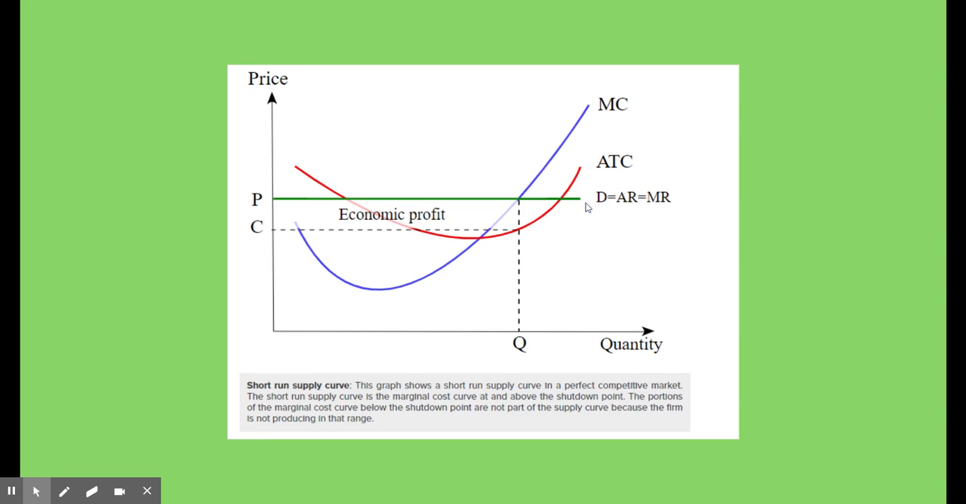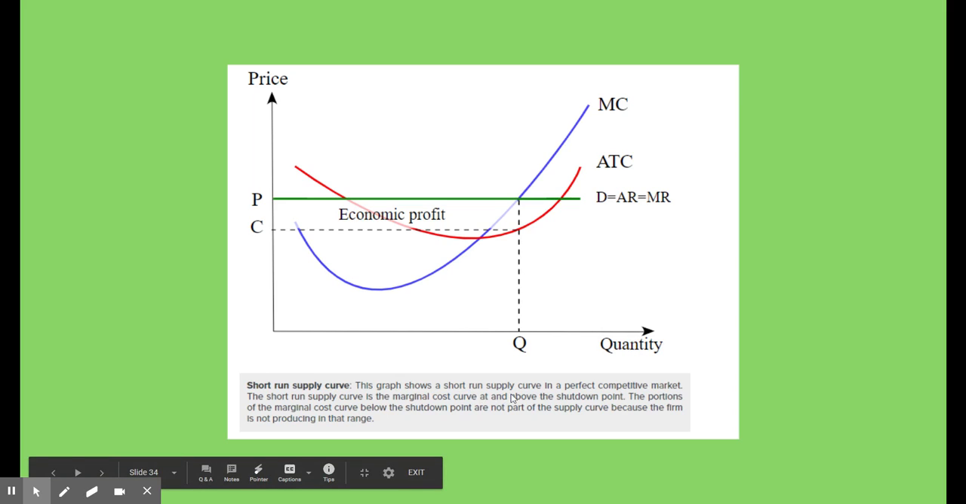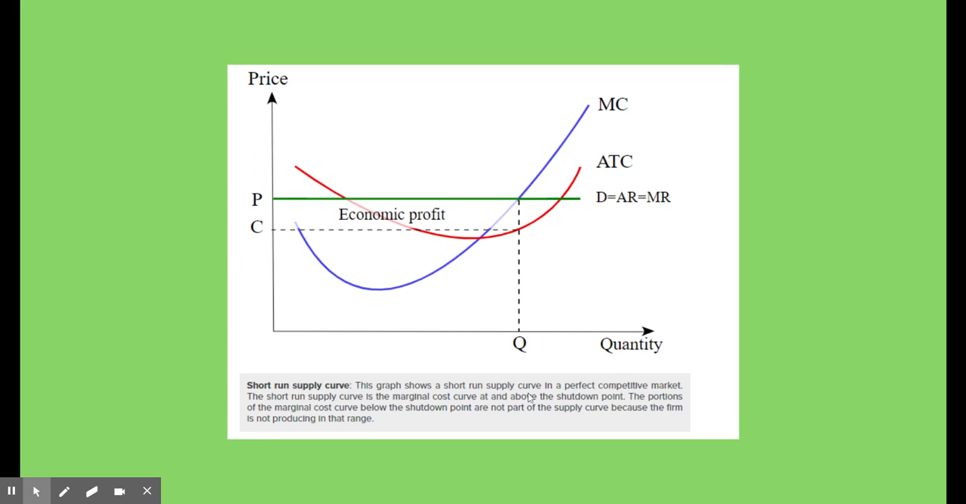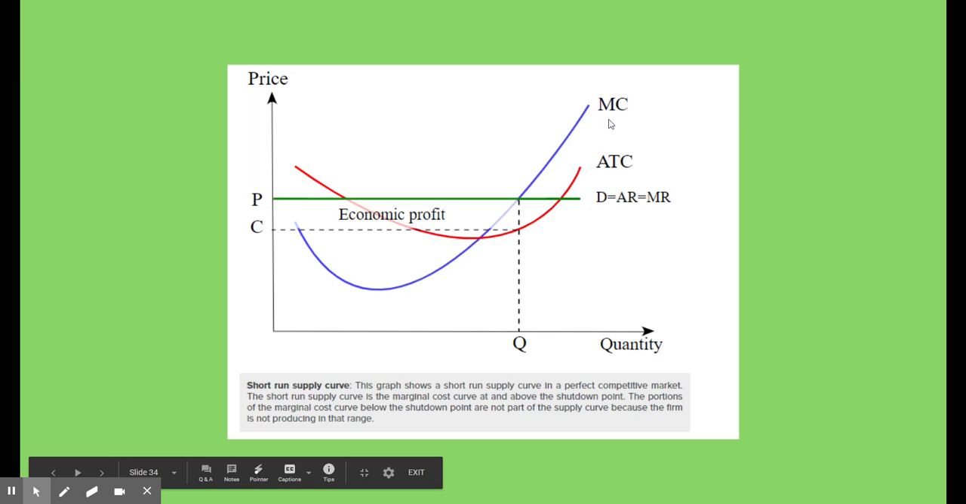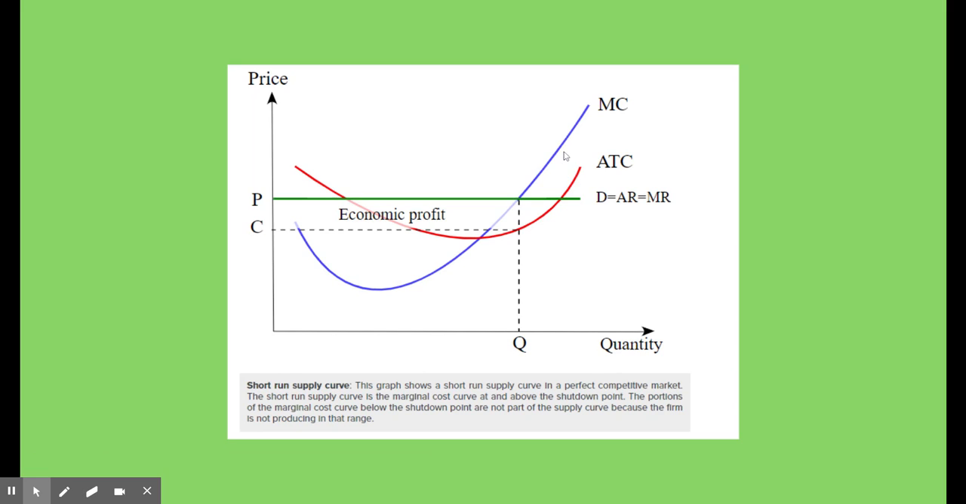So the short-run supply curve is used to graph a firm's short-run economic state. And so the graph shows this short-run supply curve in a perfectly competitive market. So remember, this is, once again, an industry with many producers of identical products where everything is known and so on. And so, once again, this is their supply curve up here. Below this, they would not be producing at that rate because it would be lower than their cost.